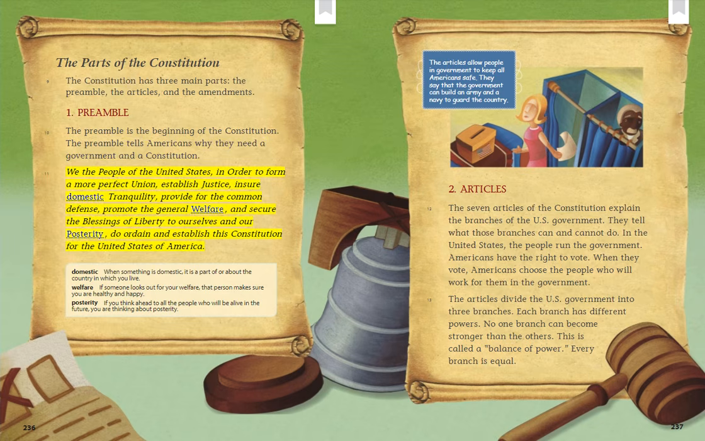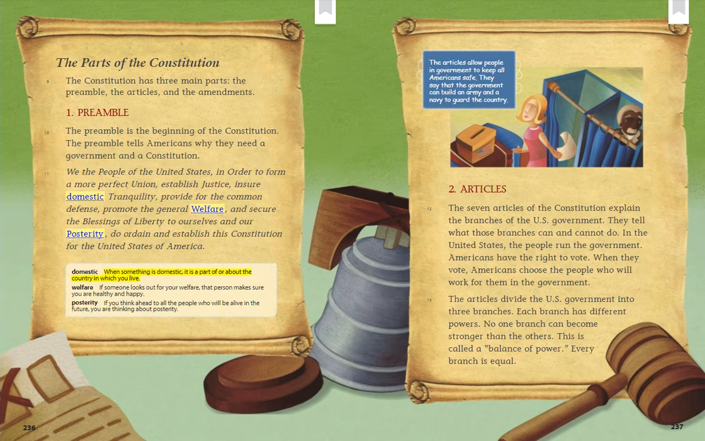We, the people of the United States, in order to form a more perfect union, establish justice, ensure domestic tranquility, provide for the common defense, promote the general welfare, and secure the blessings of liberty to ourselves and our posterity, do ordain and establish this Constitution for the United States of America.